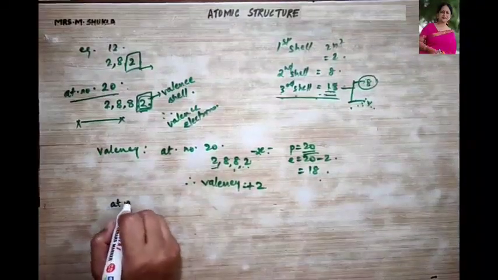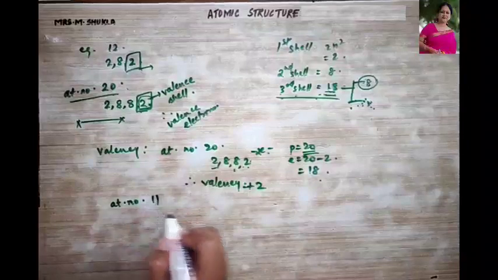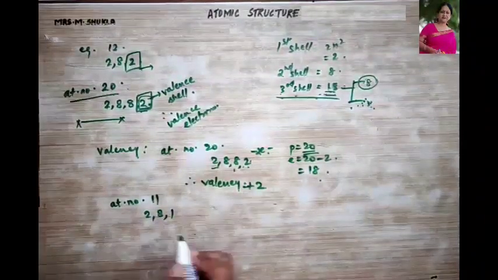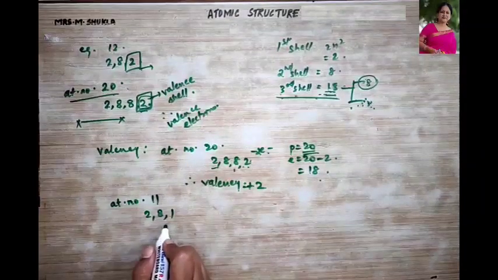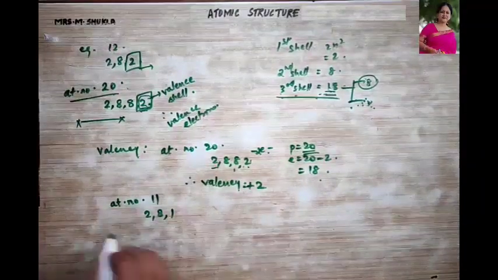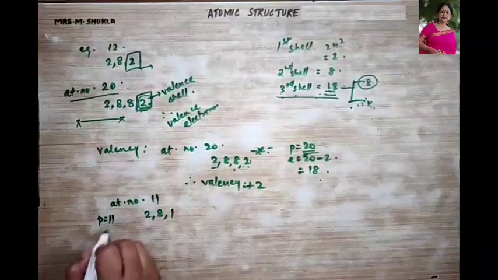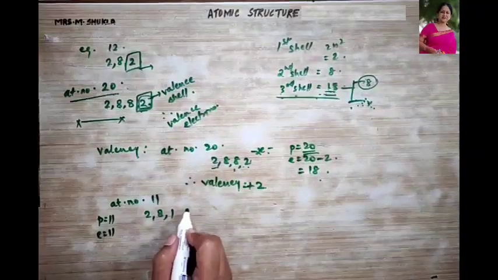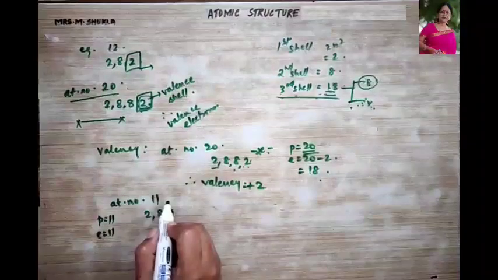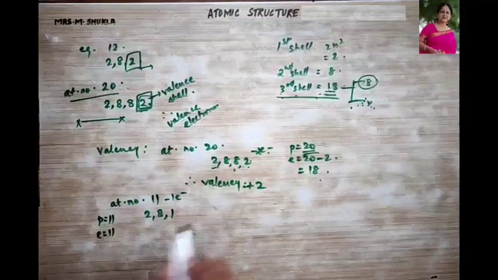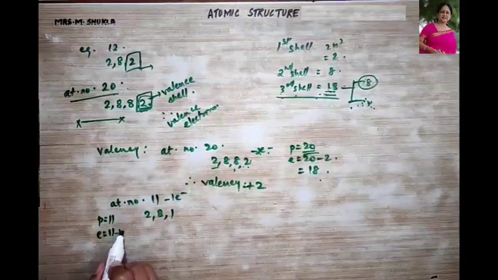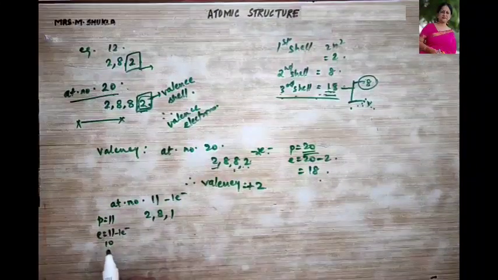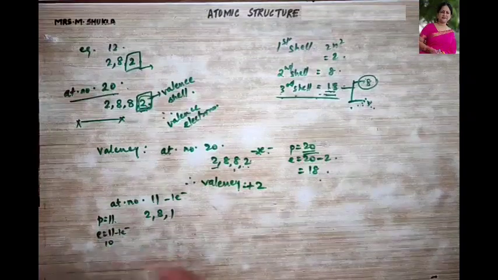Let's take atomic number 11. Configuration 2, 8, 1. So it has to follow the duplet rule. To follow the duplet rule, see over here, protons are 11, electrons are also 11. So either take 7 or give away 1. It will give away 1 electron. So when it gives away 1 electron, what will happen now? Are protons more or electrons more? Protons are more. How many more? 1.